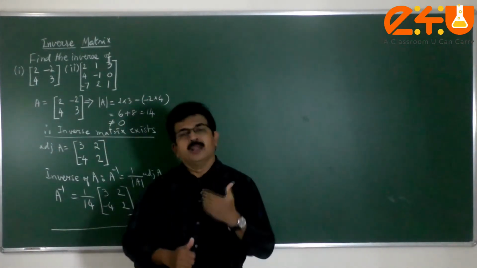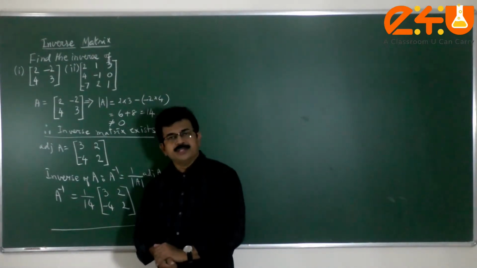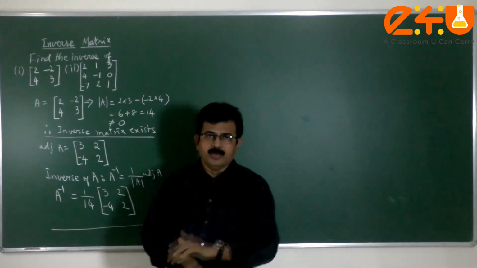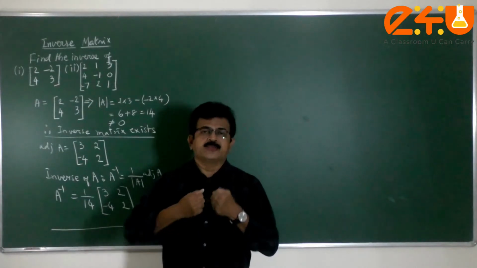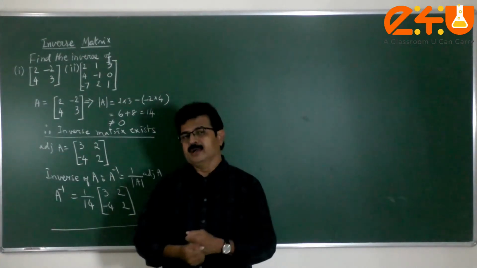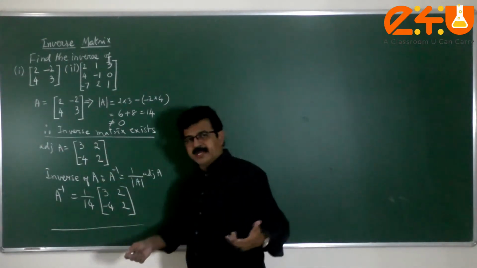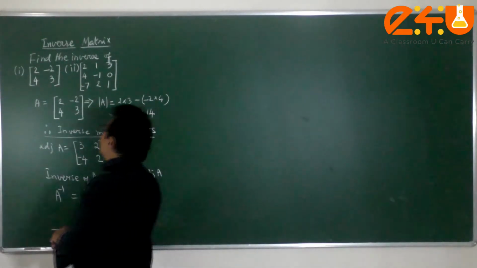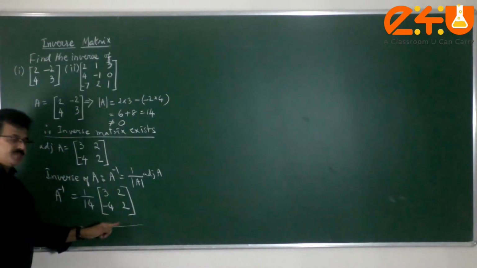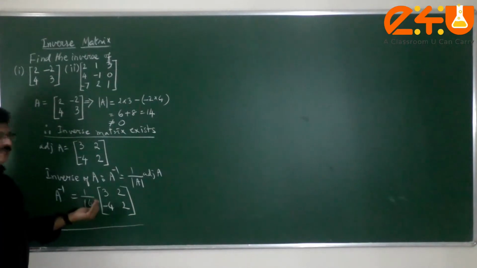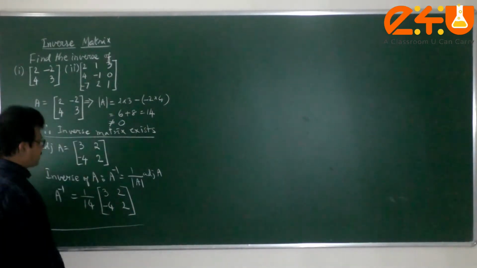Once again, for verification, students need to spend probably half a minute or more so that you ensure a full score, because an error can creep in anytime. Let us verify the product of matrix A and the inverse matrix. 1 by 14 you put outside, it's a scalar multiplying both matrices.